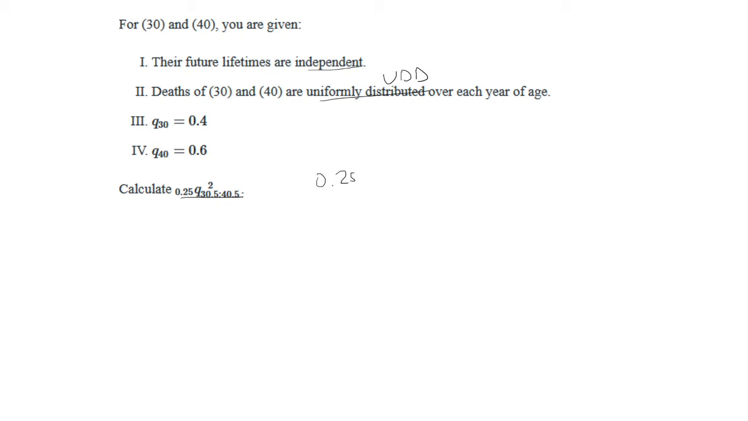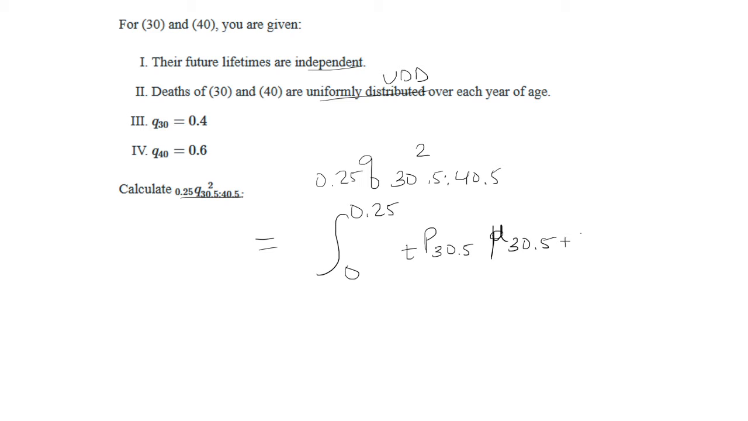And we want to calculate this. So we're going to have to use a formula for this. So that's going to be an integral from 0 to 0.25. And that would be tp30.5 times mu of 30.5 plus t times tq40.5.